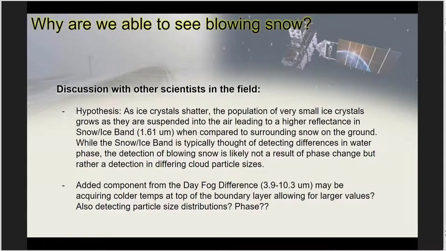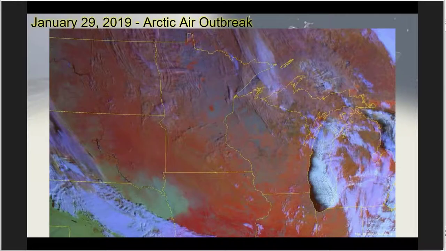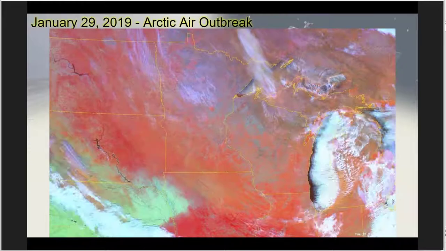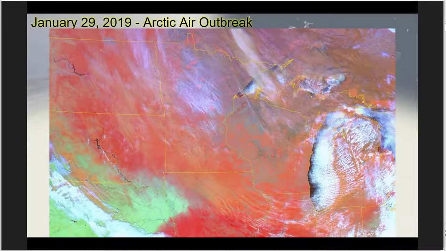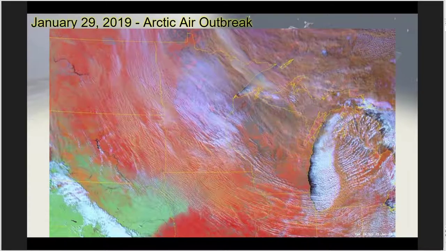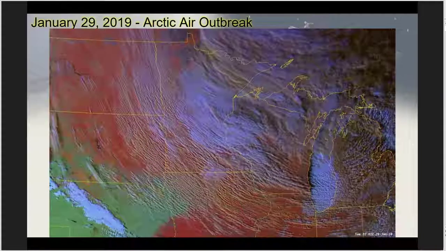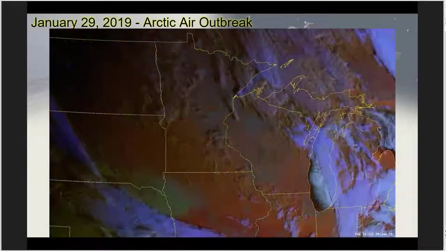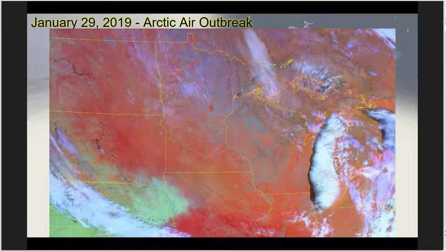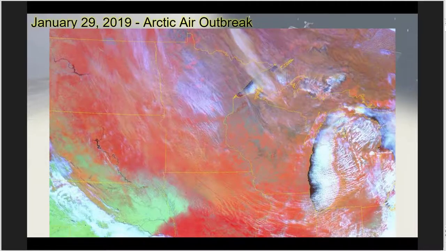Here, I'll actually go back real quick to that. Towards later into the loop, you kind of noticed within northern Minnesota, you start to see that wider purple color, the added component from the day fog difference. And we knew that there was blowing snow. We didn't necessarily believe that there was any water in there. It could have been a phase change, but this might just have been a result of the extremely cold environment and the thermal characteristics of this particular air mass.